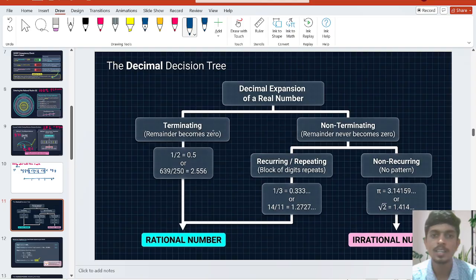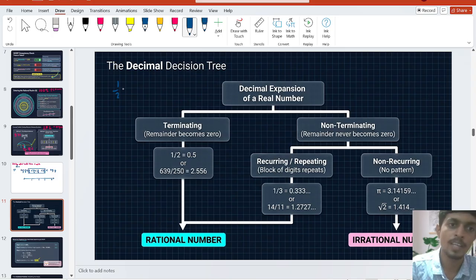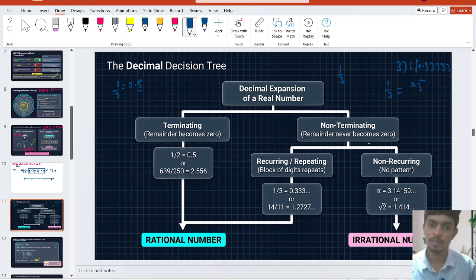It means terminating and non-terminating decimal expansion of real numbers. Terminating means that after dividing, it terminates, like 1 by 2. If you divide 1 by 2, you get 0.5. The decimal expansion that ends after 1 decimal place is known as terminating. For example, 1 by 3: if you divide 1 by 3, you always get 0.33333 and so on. So this will be repeated many times. This can be written as 0.3 bar. So this is known as non-terminating and repeating or recurring.